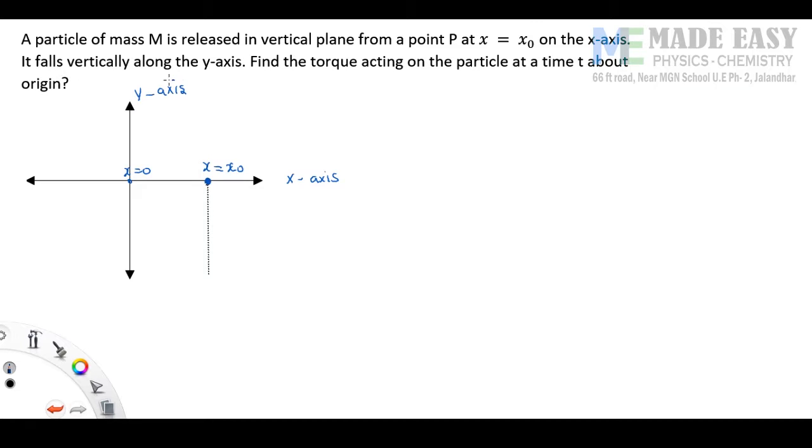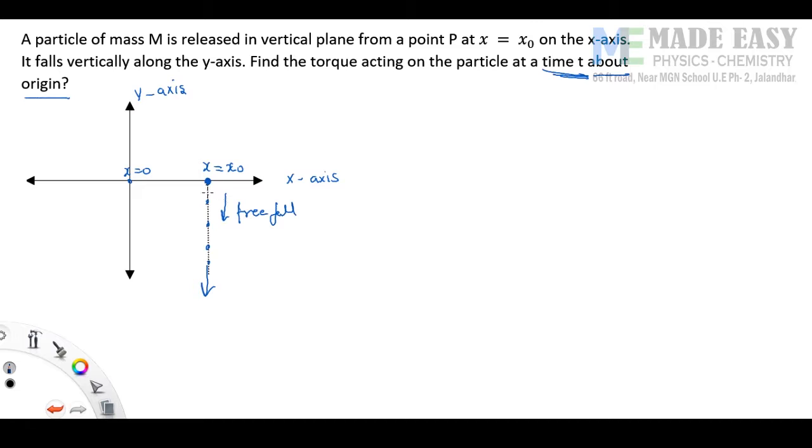It falls vertically along the y-axis. So it is falling like this, freely. It's a free fall along the y-axis, right? So the particle is freely falling somewhere here, somewhere like this. Find the torque acting on the particle at time t about the origin, right?